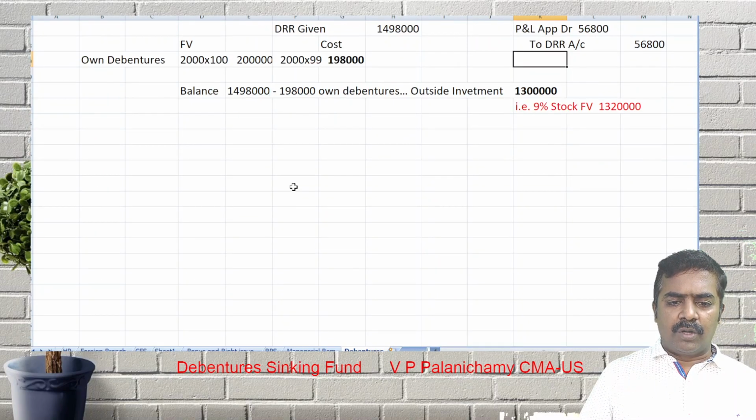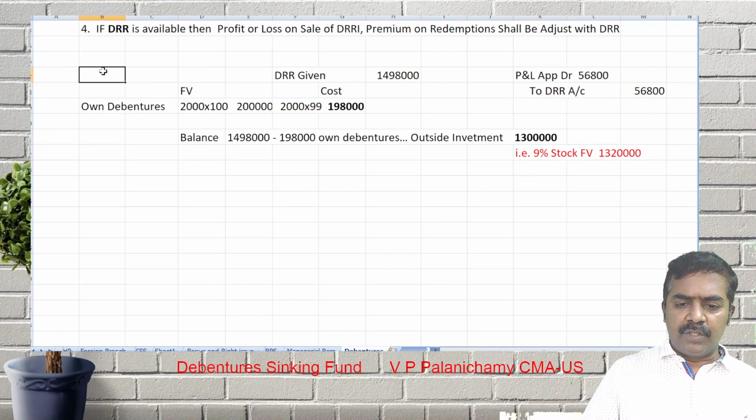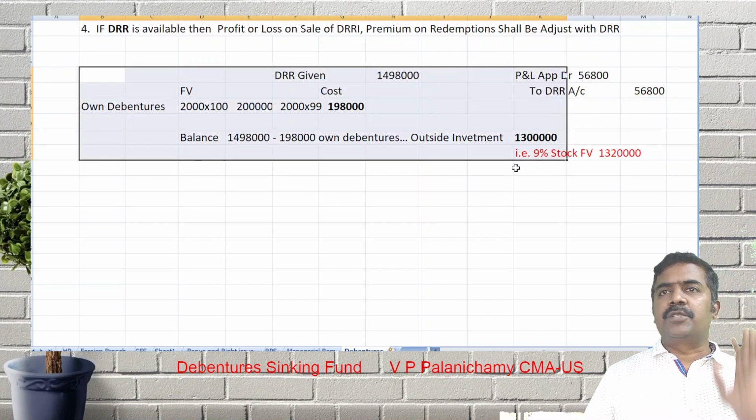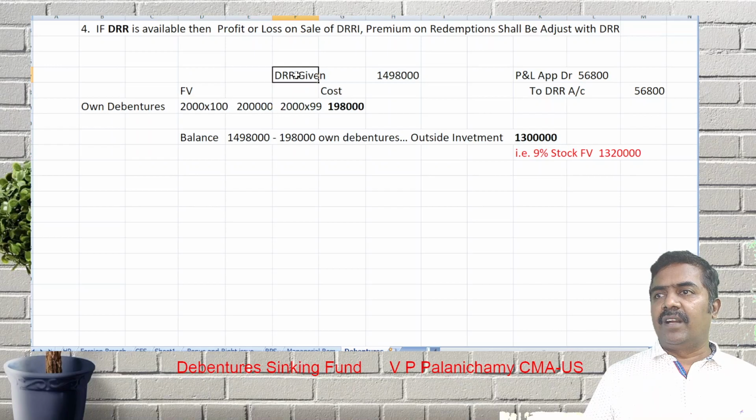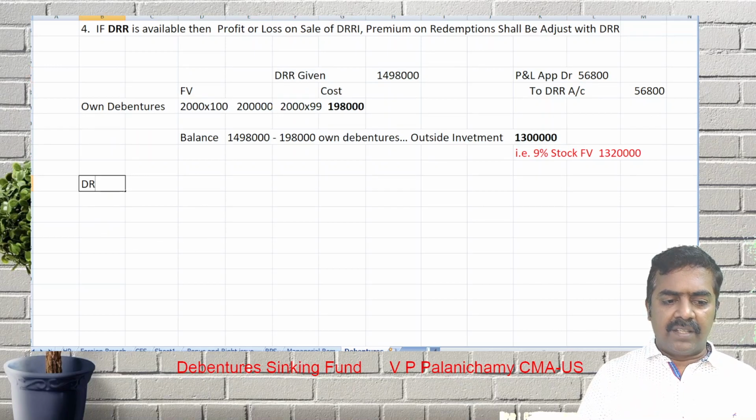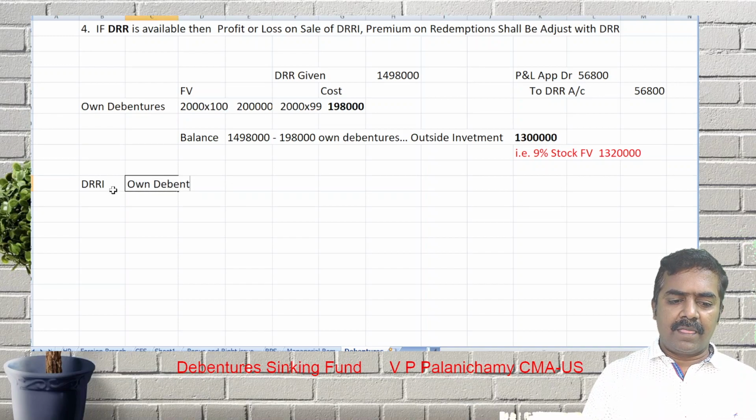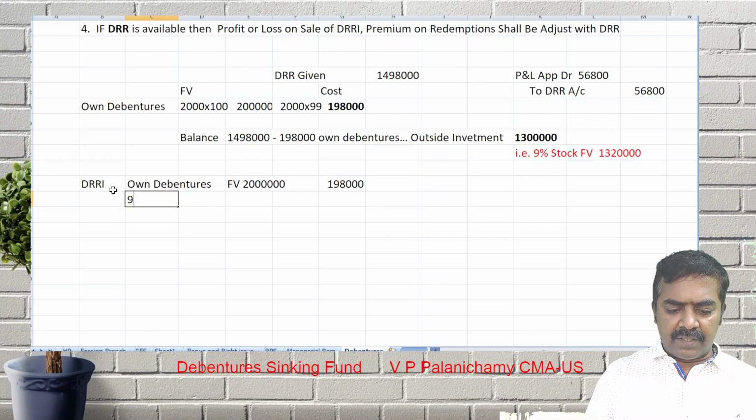But we will prepare some more accounts also. But I request you to note this. This is the most important point. This is where many students go wrong. Wait. What many people do is, in the debenture redemption reserve investment, how much do we have in own debentures? 1,98,000. The face value is 2 lakhs, but the average cost is given, so they directly take the 1,98,000. Then for the 9% stock, what face value have they given? 13,20,000. They take that 13,20,000 as the cost, for example.